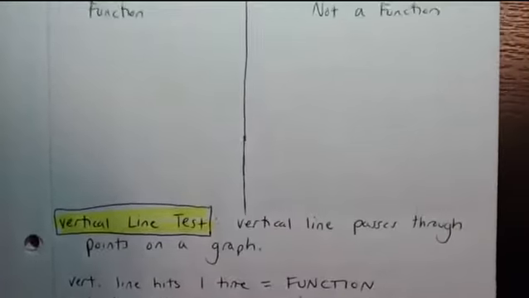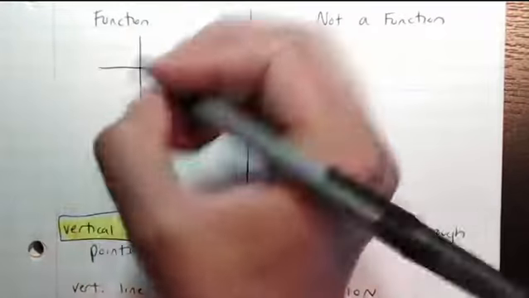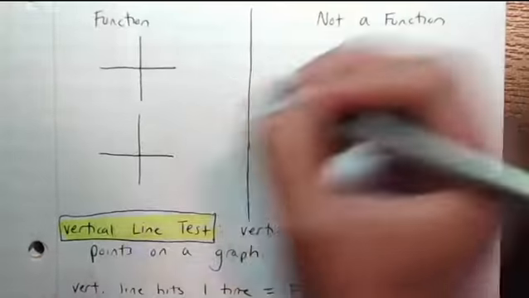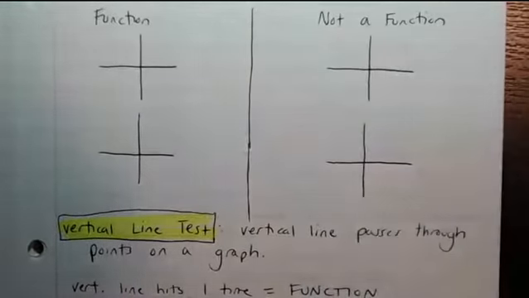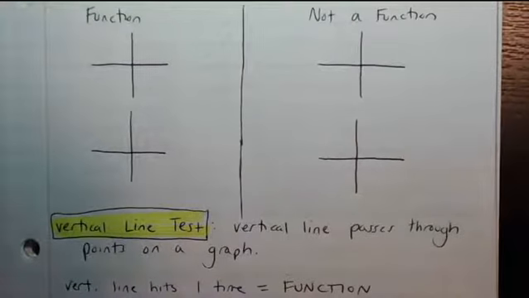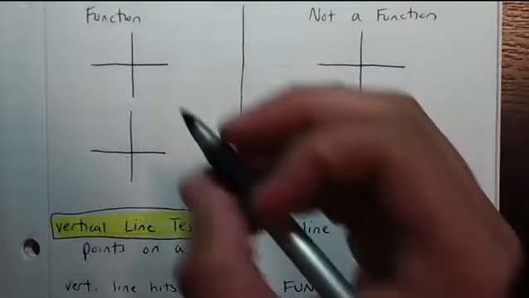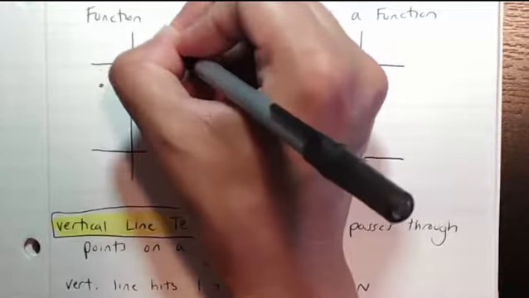So let's look at some graphs. Let's go ahead and draw. We'll draw 2 graphs for each one. So draw your 2 graphs, all 4 quadrants. And let's just pick random points. So I'm going to pick this point, this point, this point, this one, and this one.